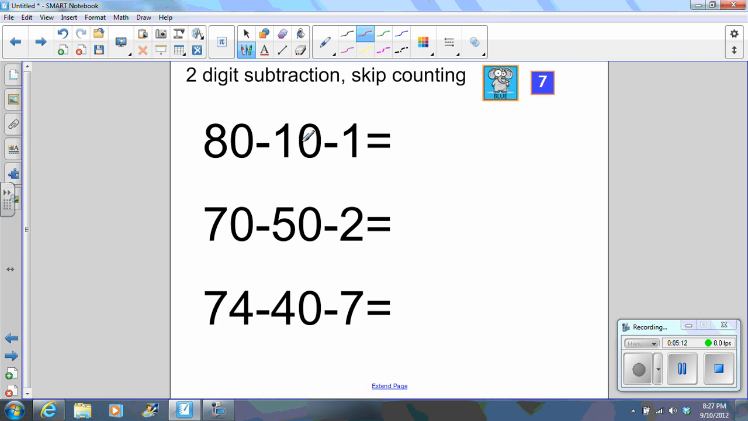So 80 take 10 is 70, take 1 is 69. 70 take 50. Students may find that difficult, so they may choose to start off with 50 and count on to 70. So 50, 60, 70 is 20, take 2 is 18. The next one here, let's have a look. 74 take 40. Well, if we ignore the units to start off with, so let's have 70 take 40, 40, 50, 60, 70 is 30. Add the units is 34 minus 7 equals 27.